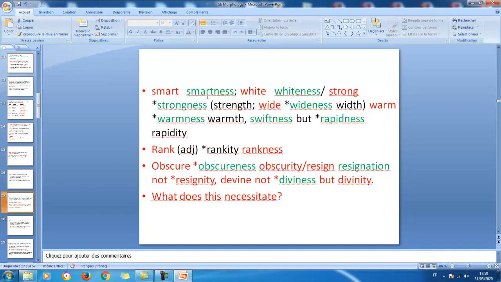Now the same thing applies to some other, let's say, derivational morphemes like ness. Here ness is added to the adjective smart to give a noun, smartness; white, whiteness. But with strong we don't add ness, we add something else, th, strength. Look, strongness is something ungrammatical and unacceptable here. So wide, wideness, that does not exist, but instead we have width. Warm, it's not warmness but warmth.